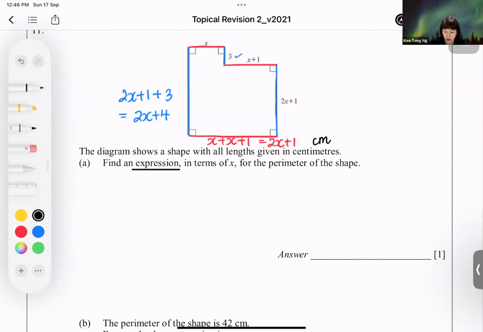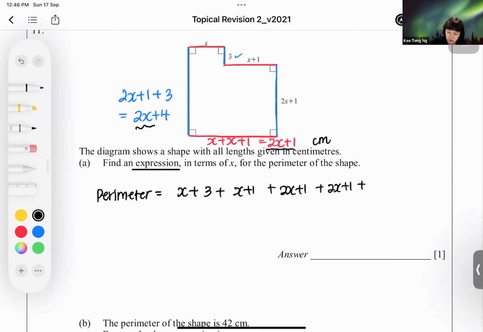So now if I want to find the perimeter, do write a description. Then I add up everything. I'll start from x plus 3 plus another x plus 1 plus another 2x plus 1 plus another 2x plus 1 plus another 2x plus 4.